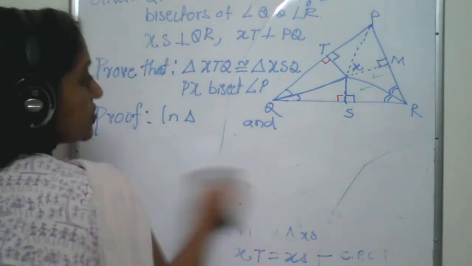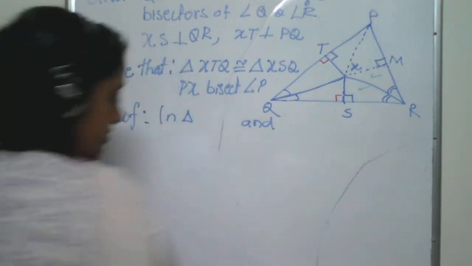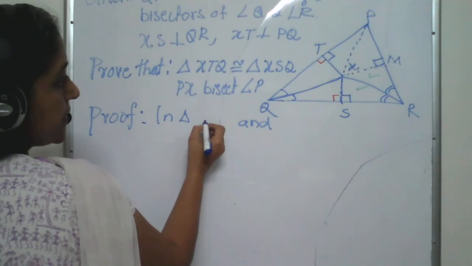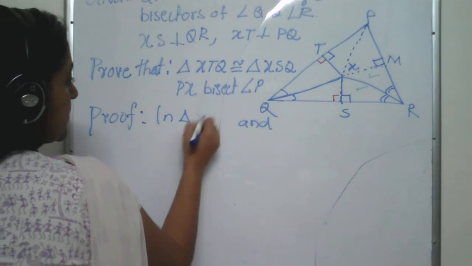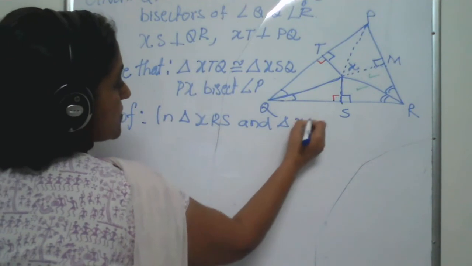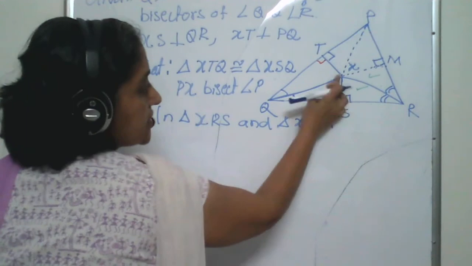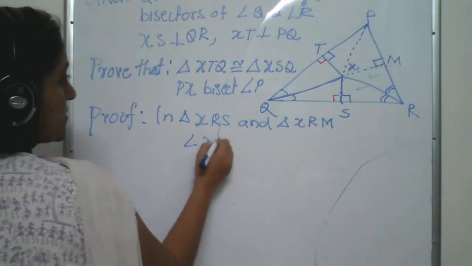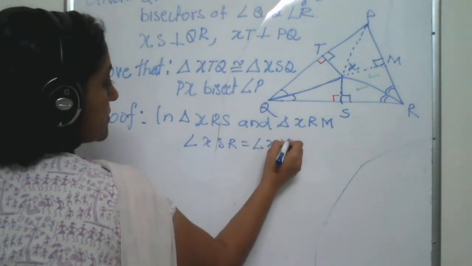The congruency for these two triangles, the one which I have marked by green, is also going to be the same as that of the first one. Just check it here. Here it is triangle XRS or XSR, whatever you would like, and triangle XRM. XRS, XRM. Now see here, angle XSR is equal to angle XMR.